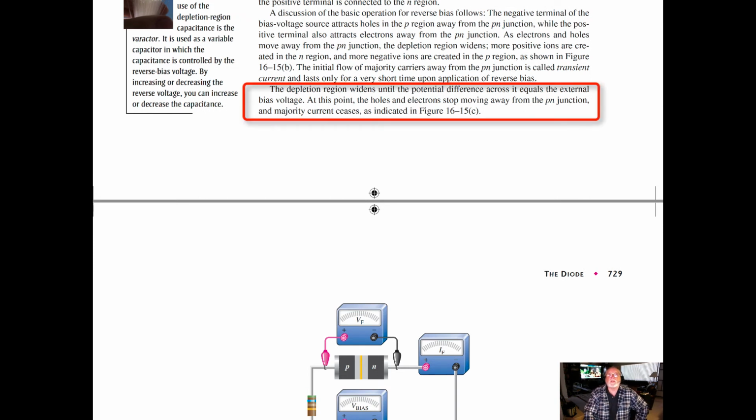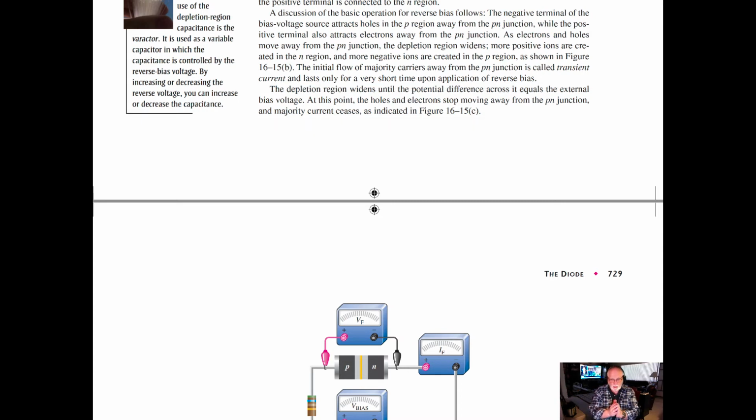As electrons and holes move away from the PN junction, the depletion region widens. So under a forward bias, the depletion region narrows, and it makes it easier for the electrons and holes to pass through the barrier. When you reverse bias, or in essence put it in a shut-off mode, you're opening that depletion region. It is very difficult then for the flow to occur.